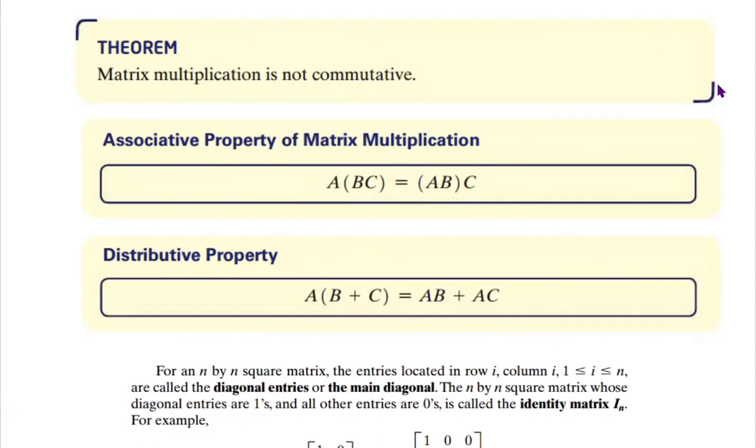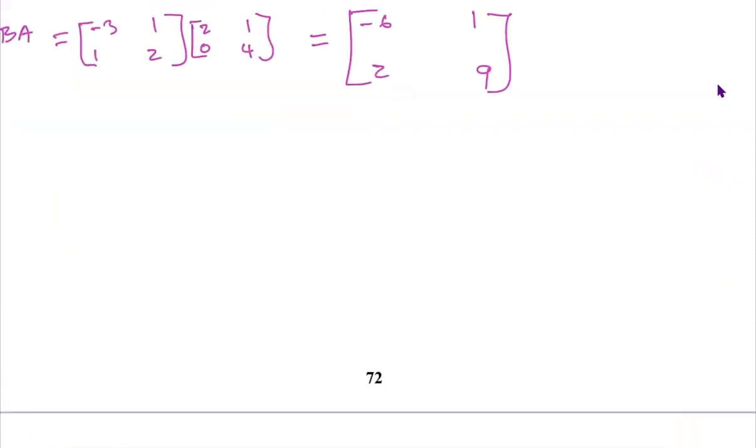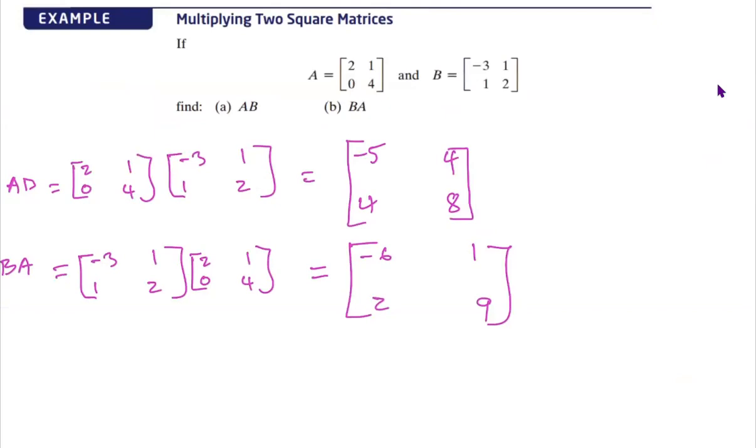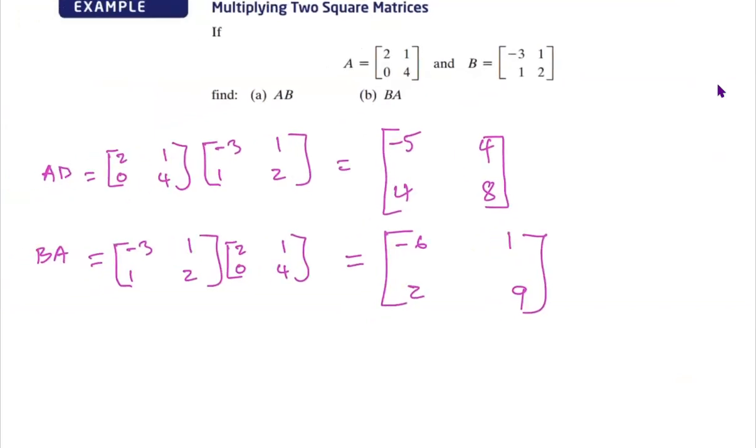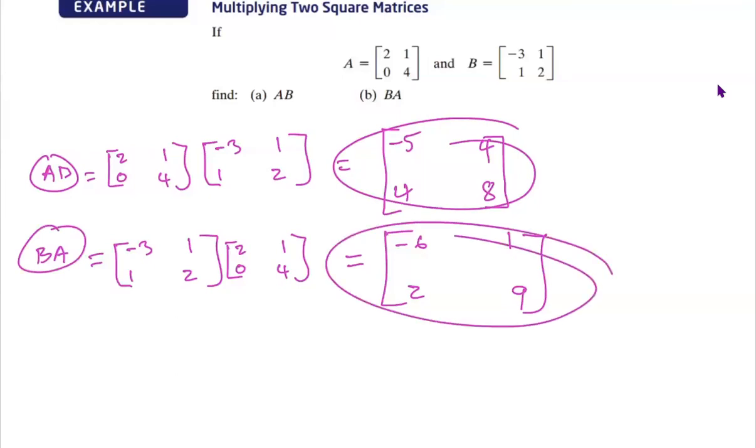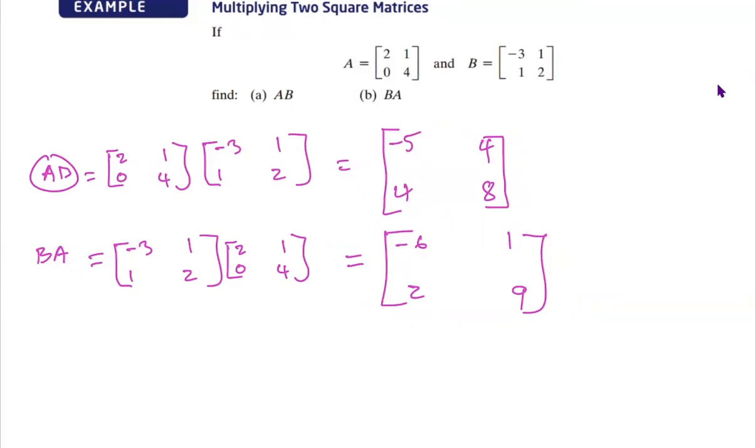You can't go from AB to BA because, as we can see here, when we did the product AB we got one matrix, and when we do BA we get a whole different matrix. Since we have a case where AB is not BA, that means you are not allowed to displace factors in a product of matrices.